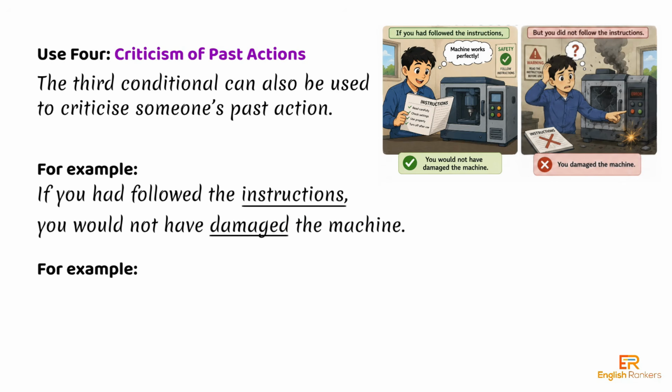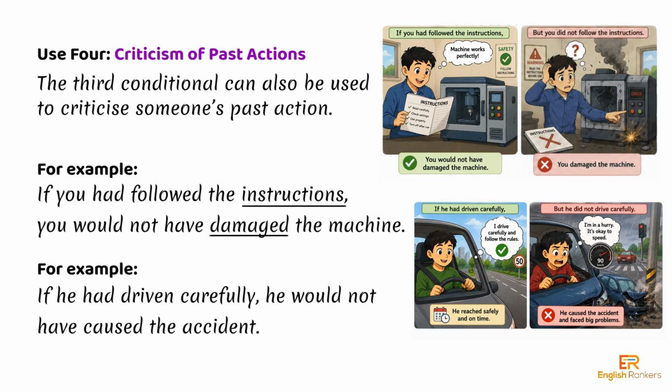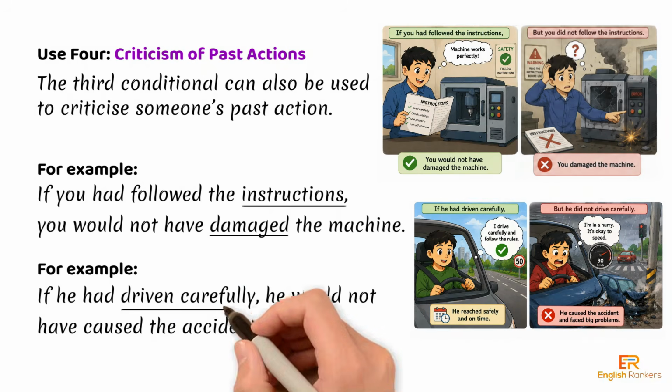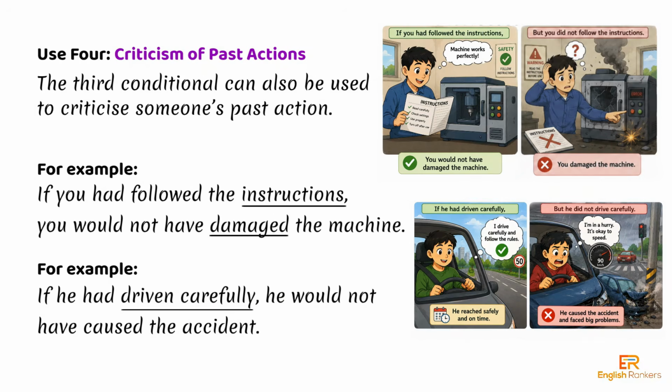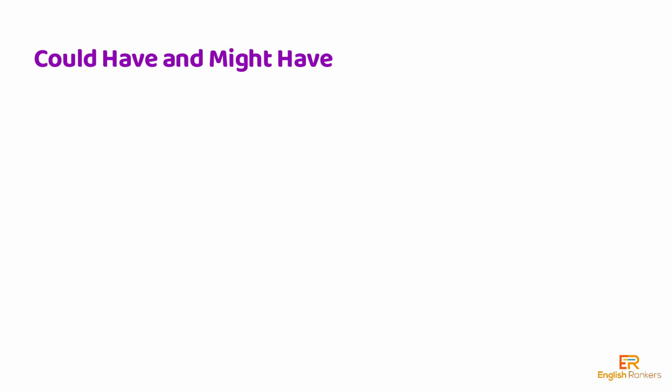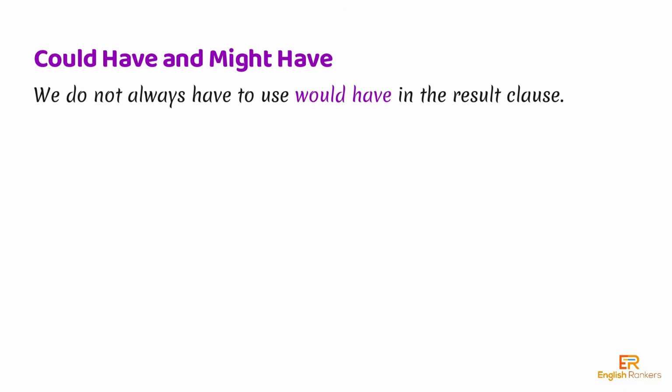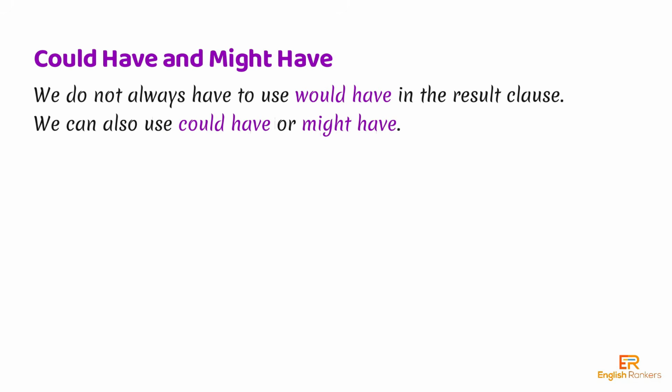Another example is, if he had driven carefully, he would not have caused the accident. He did not drive carefully. Therefore, the accident happened. Could have and might have. We do not always have to use would have in the result clause. We can also use could have or might have.